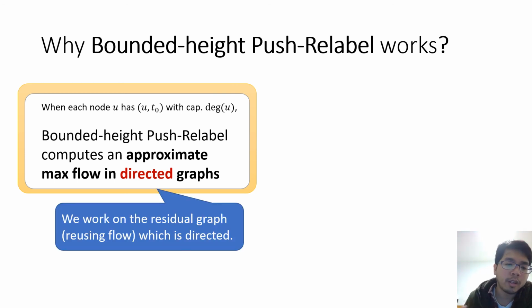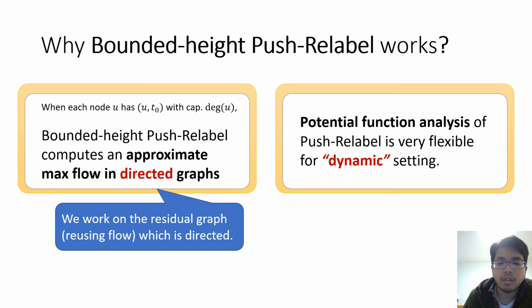And it is important that we work on directed graphs. But why? Because we will reuse the flow, and by reusing the flow we need to work on the residual graph, and this residual graph is directed. Yeah. So this explains why at least this algorithm fits into the framework of computing approximate max flow.